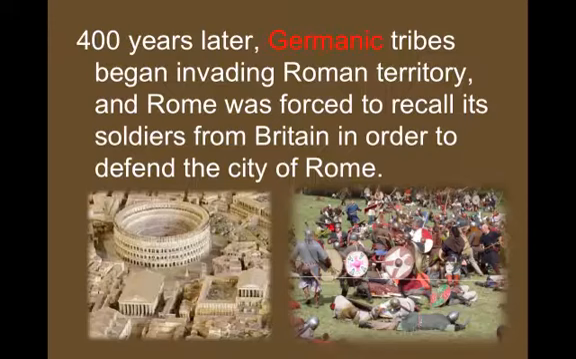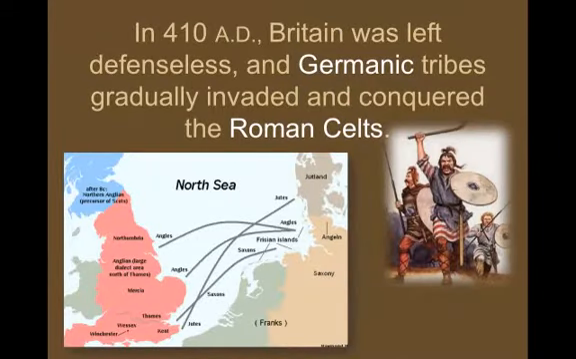Things went on for a while, and then 400 years later, Germanic tribes began invading Roman territory, and Rome was forced to recall its soldiers from Britain in order to defend the city of Rome. This left their colony out there in Britain completely defenseless. And eventually, Germanic tribes invaded and conquered the Roman Celts.